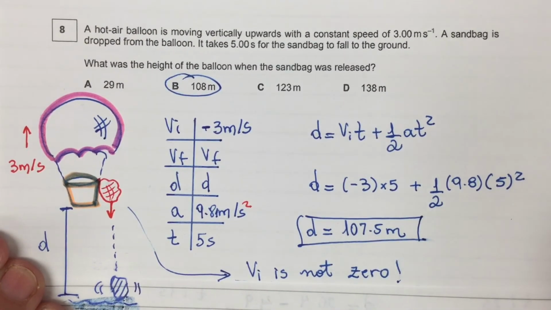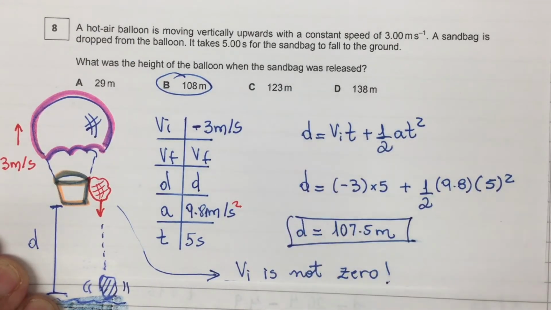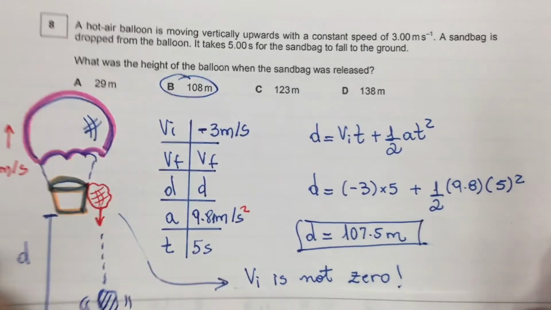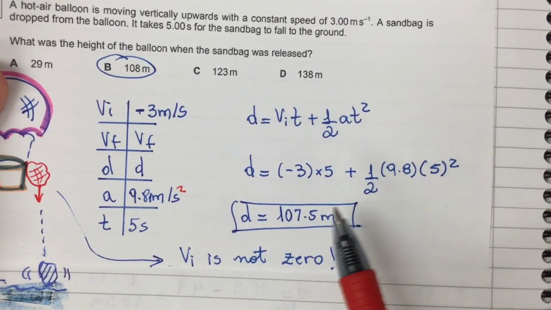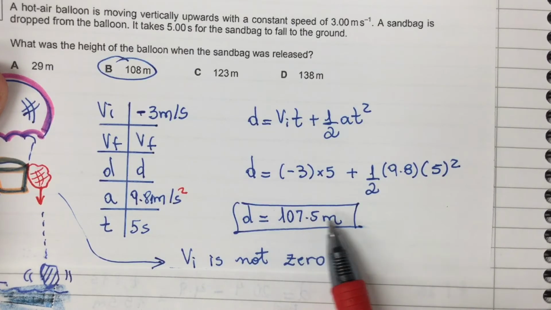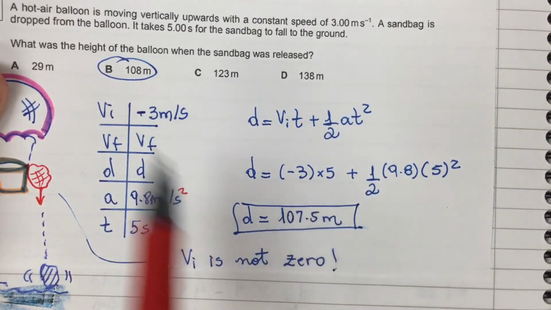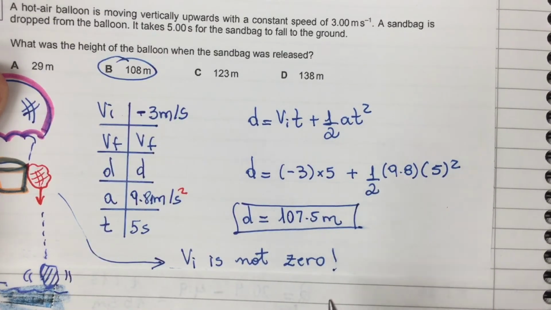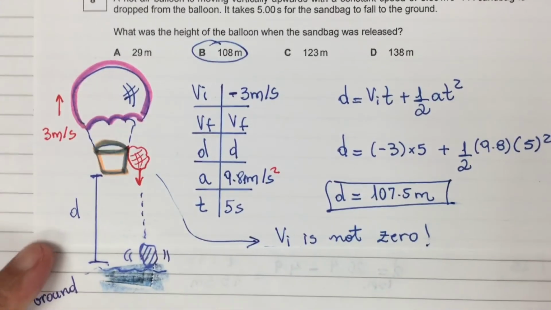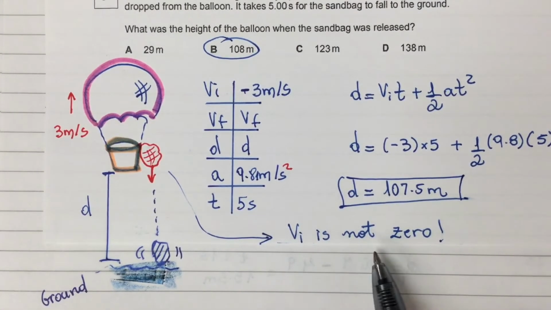Then I'm going to use my equation number 2 because I'm looking for distance. I do have initial velocity and I have time. So here is the substitution, and my distance is 107.5. The option closest to this value is option B. And remember, in this problem, if something like that happens in your test, the initial velocity is not 0.